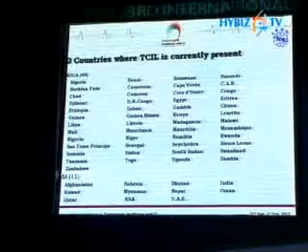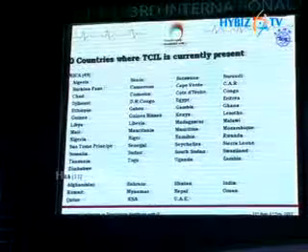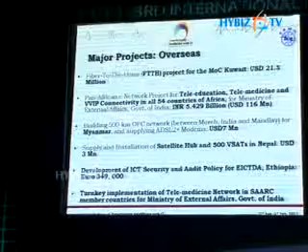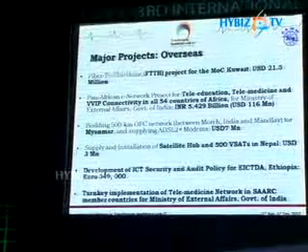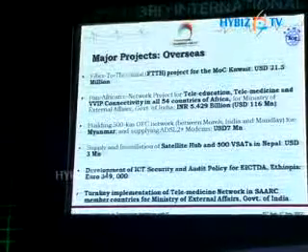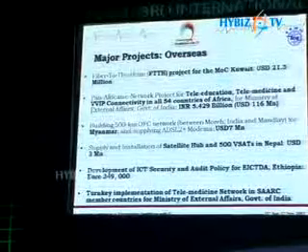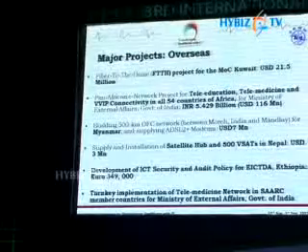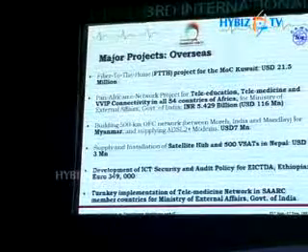Then these are some of the countries where TCL is currently present. Then major projects overseas: fiber to home project for MOC Kuwait, then Pan-African e-network project for tele-education, telemedicine and VVIP connectivity covering 54 countries of Africa.